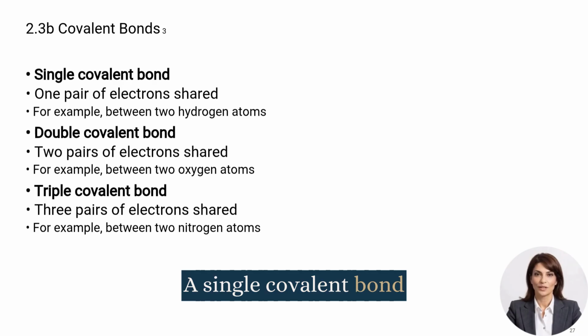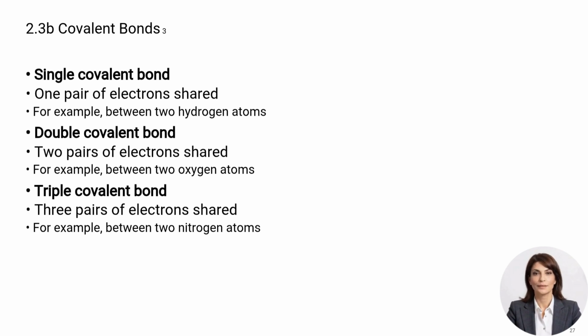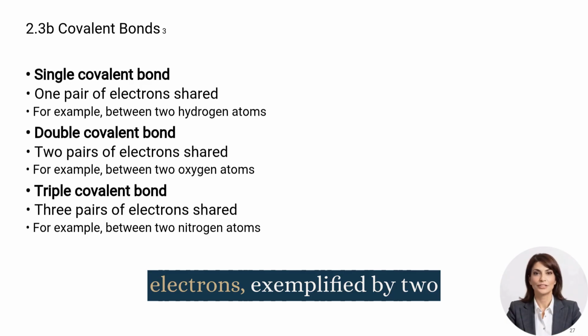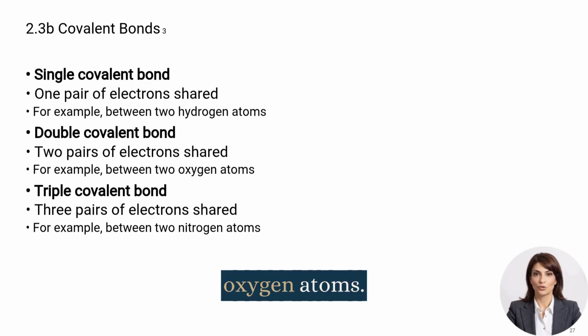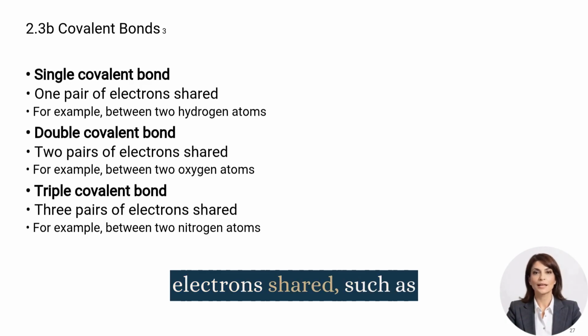A single covalent bond involves 1 pair of electrons shared, as seen between two hydrogen atoms. A double covalent bond shares two pairs of electrons, exemplified by two oxygen atoms. A triple covalent bond involves three pairs of electrons shared, such as between two nitrogen atoms.